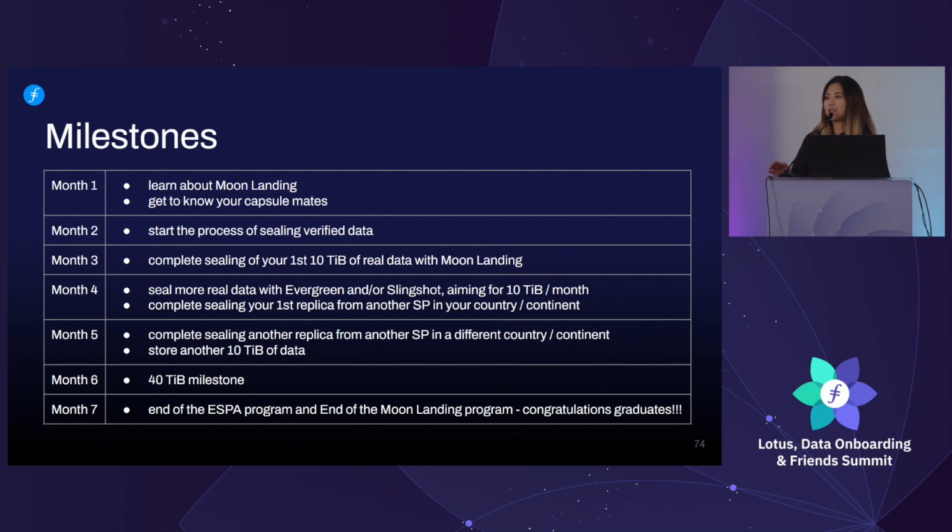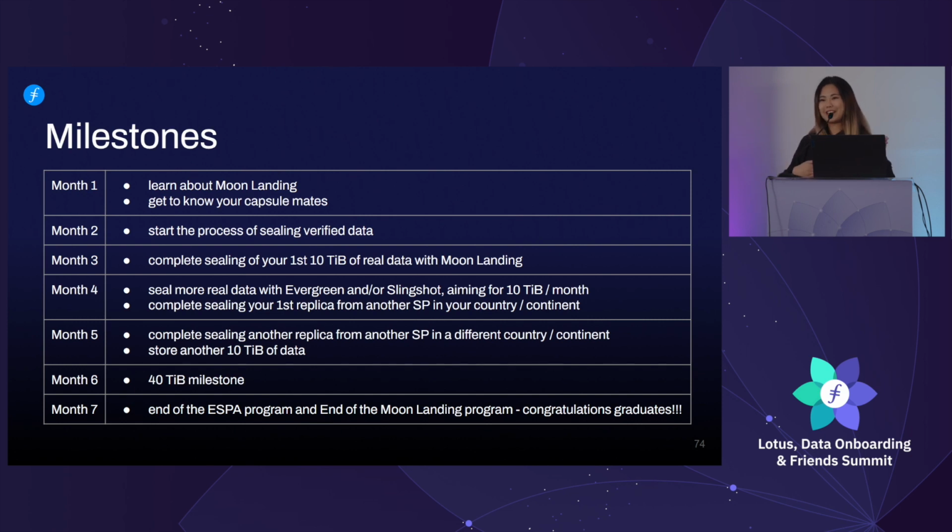Diving a little bit into the milestones we're envisioning for the Moonlanding program: for the first month, you would get to know a lot of the tools that we're using and get to know your capsule mates. In month 2, you will start the process of sealing verified deals. During these first months, we will give you a lot of technical deep dives through videos and synchronous meetings, and you can always find us on Slack if you need technical support.